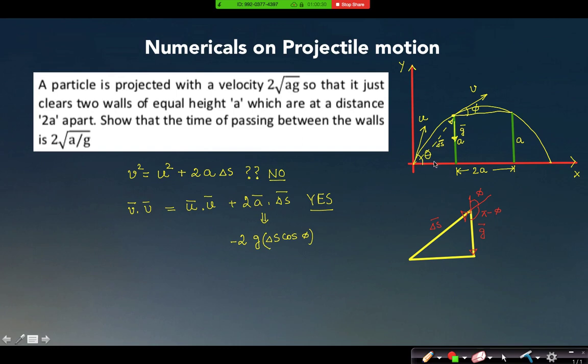Now can you see what is delta s cos phi from this triangle? From this triangle, if this is delta s, what is delta s cos phi? If this is phi means this is phi. So what is delta s cos phi? Can you see? What is delta s cos phi? Is this the only y displacement of the particle?